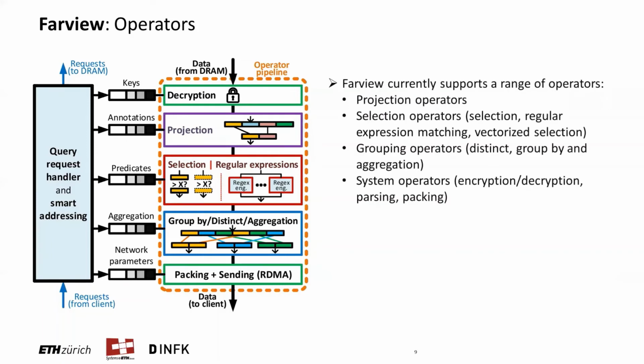Farview currently supports a range of operators, including projection operators that can reduce the number of returned columns, selection operators that can filter the data according to a collection of predicates and greatly reduce the amount of data ultimately sent over the network, grouping operators that combine tuples and can perform aggregation, for instance, and these operators actually use hashing, which can be quite efficient in FPGAs. And then finally, system operators that can perform some additional processing on the data, for example, the encryption operator that we've shown, which can be used to enforce security measures, which can be very important in disaggregated systems.